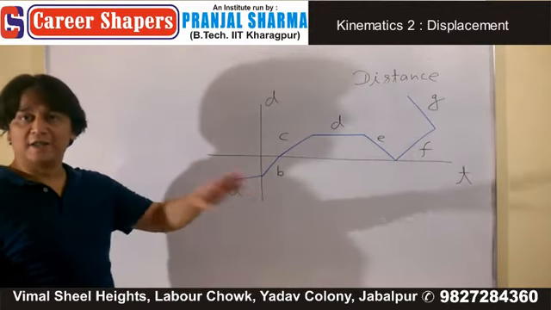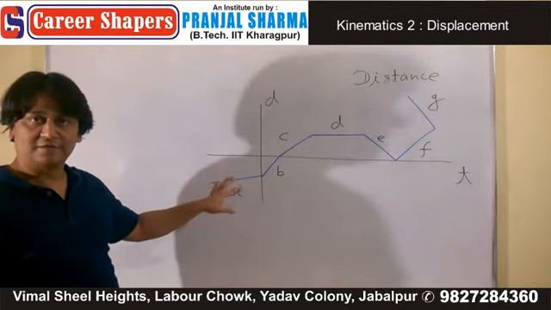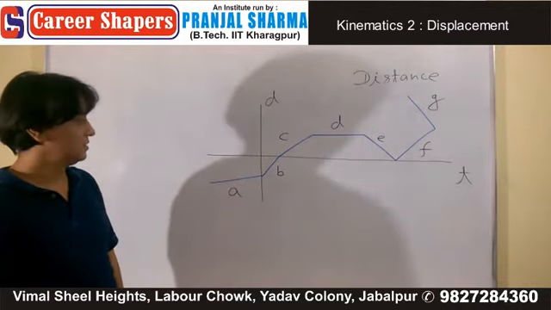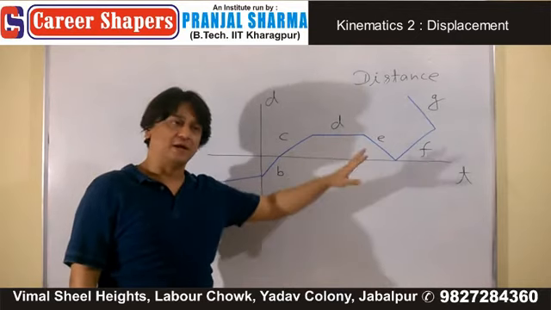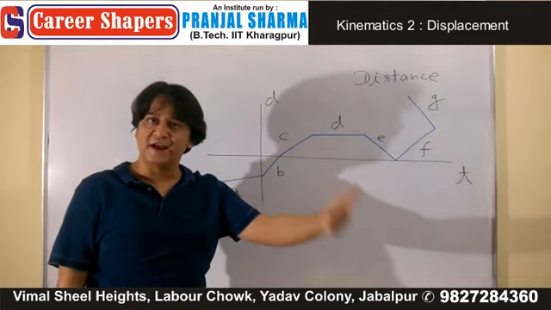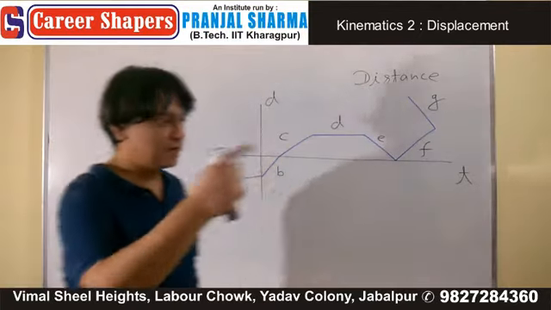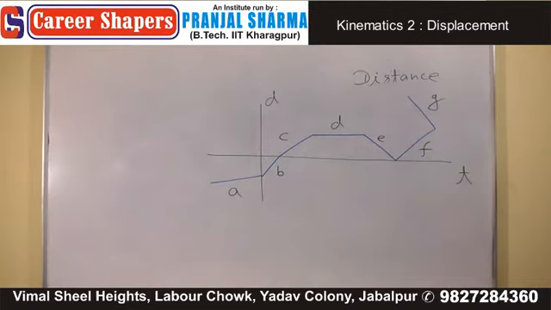Then you need to write in the comment box which portions of this graph are correct. If you think that B and D are correct, then you will write B, D. If you think B, D, F are correct, then you will write B, D, F. Put down the question and write down your answer in the comment box. Which portions of the graph are correct?